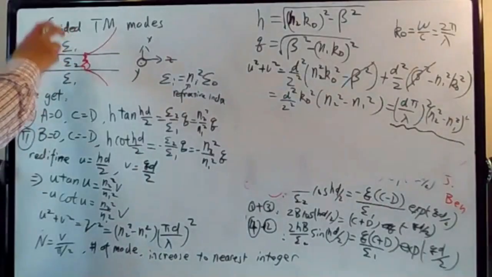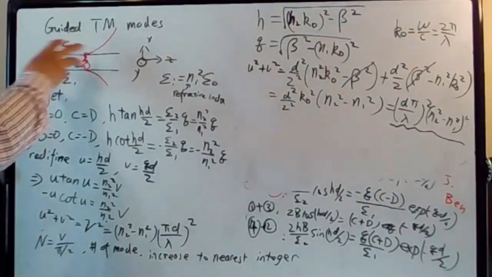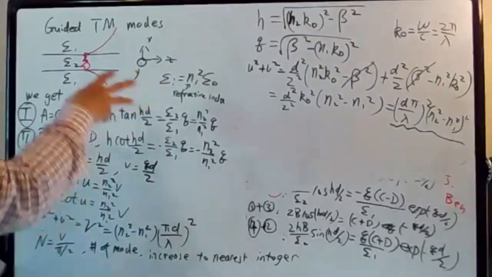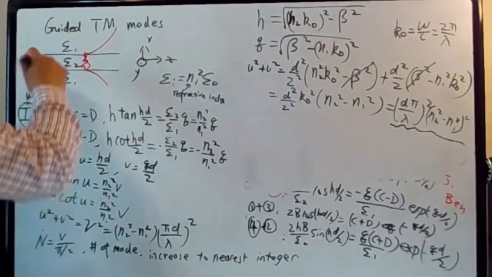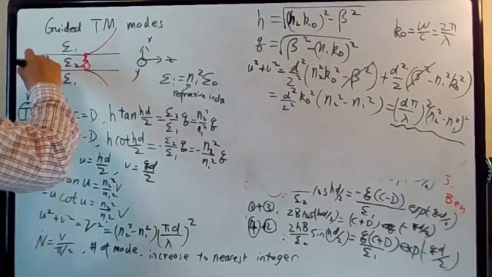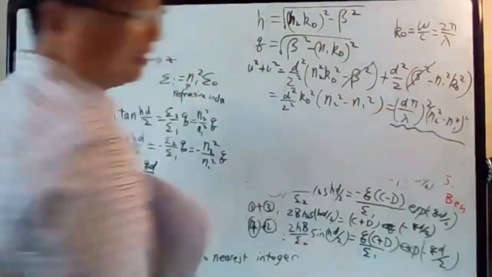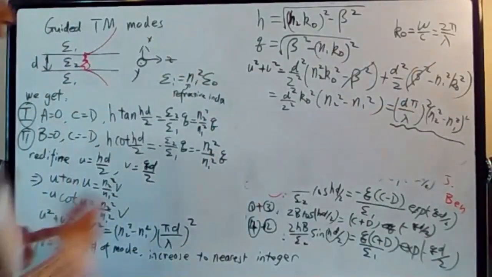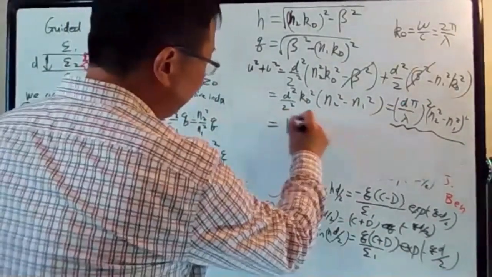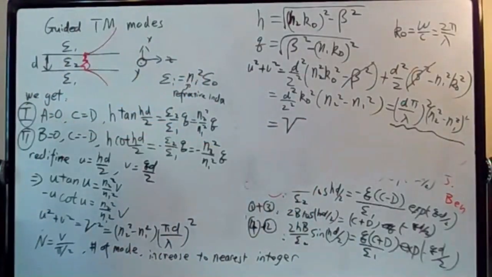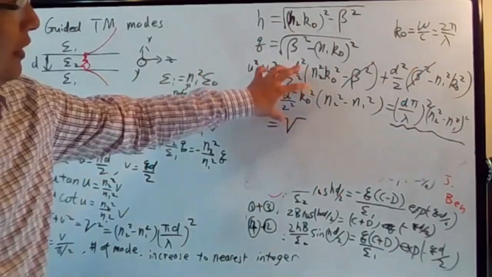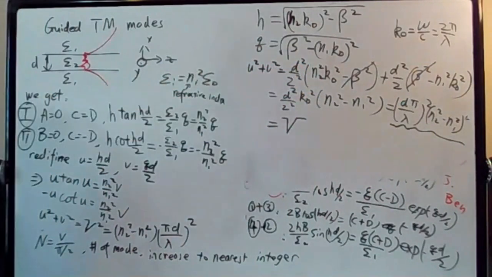Okay, this is a constant. Once we have this parameter, once epsilon 1, epsilon 2 is determined, once this d is determined, this is a constant, right? That's why we call it V. This is capital V. This equation is the same for the TE mode as we explained last class, right?